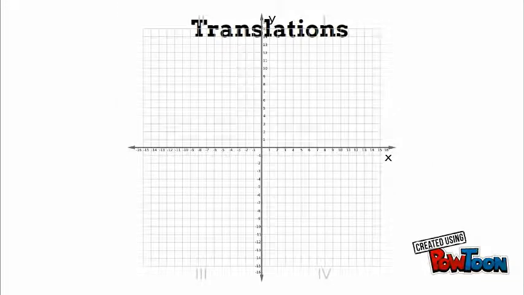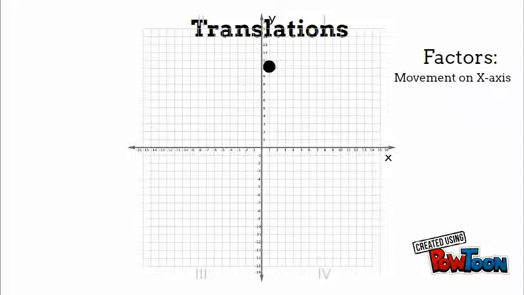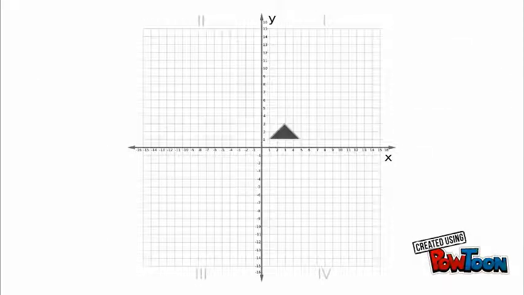Translations mean that a point is being moved across the x or y axis. There are two factors that must be specified in all translations: the movement on the x-axis, i.e. left or right movement, and movement on the y-axis, i.e. up or down movement.